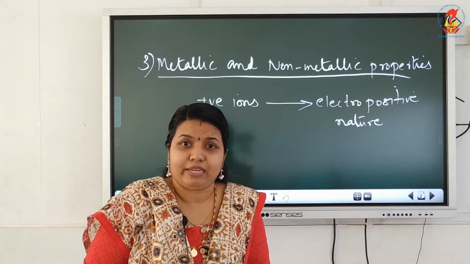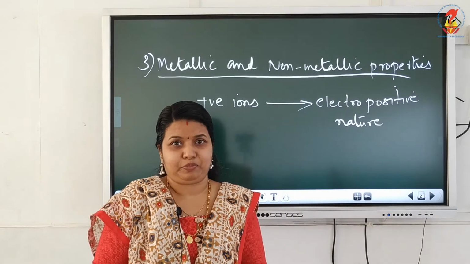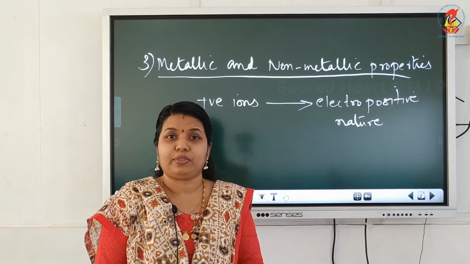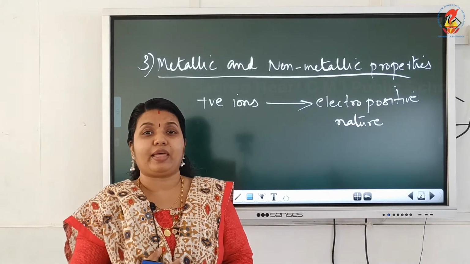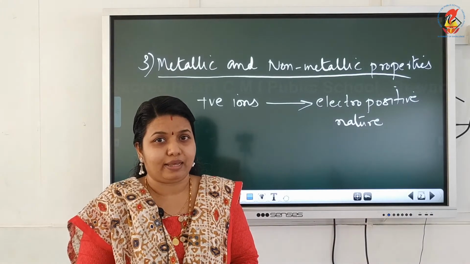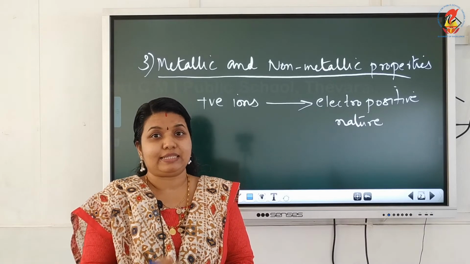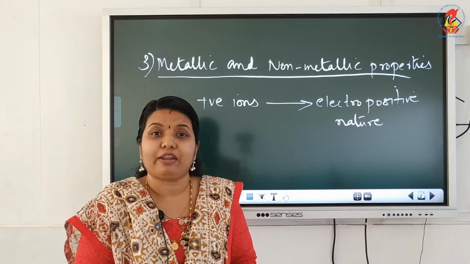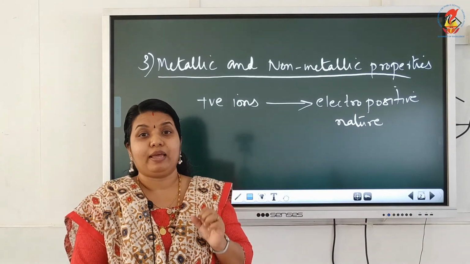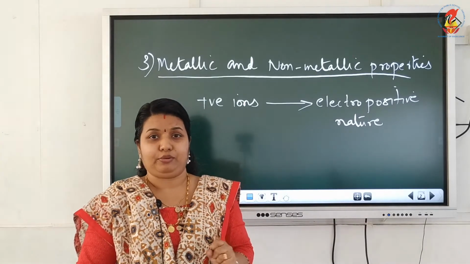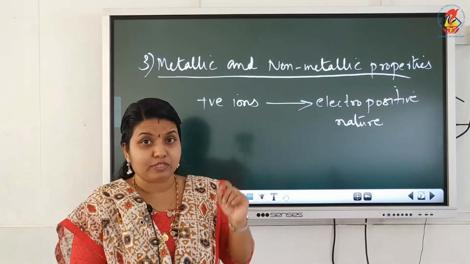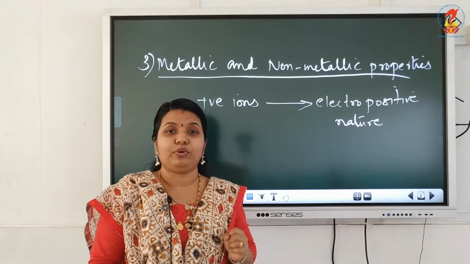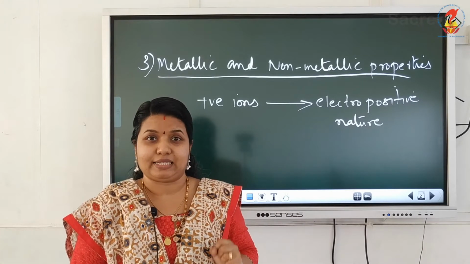What happens to metallic character as you move down the group? In the previous class, we saw that as you move down the group, the size of the atom increases. The distance between the center of the nucleus and the outermost shell increases, so the outermost electron will be far away from the nucleus. What is metallic character? Tendency to lose electrons. Down the group, metallic character increases.